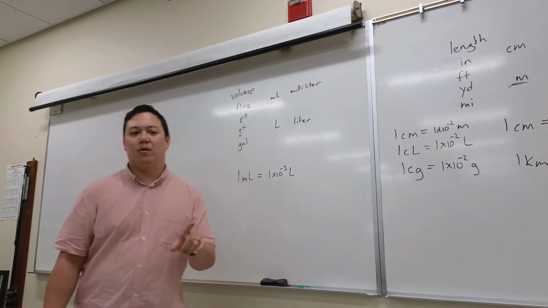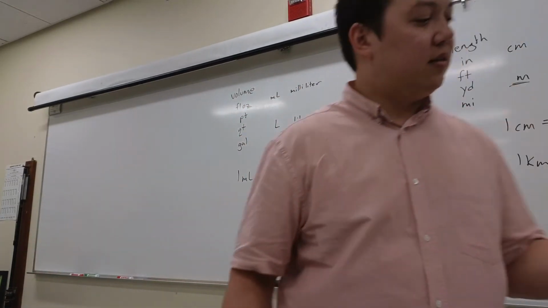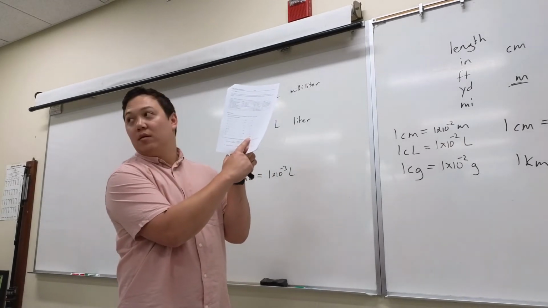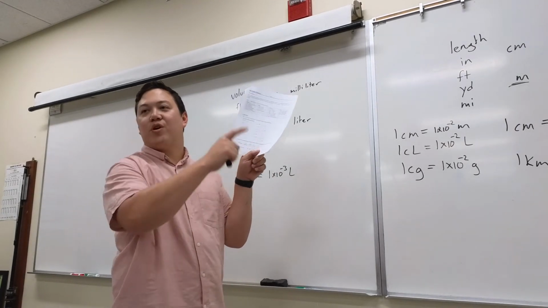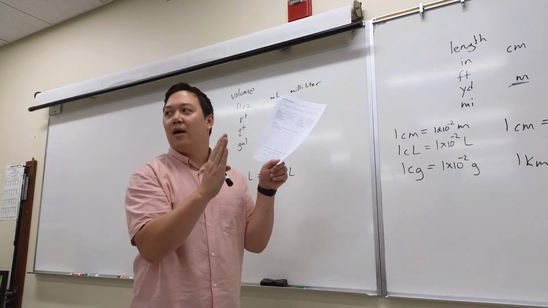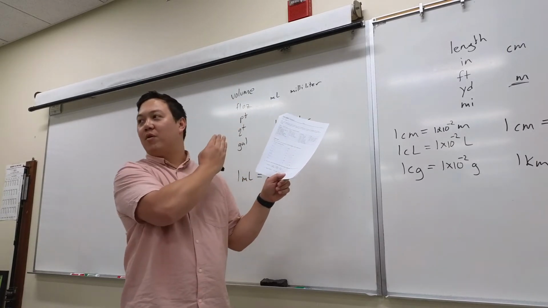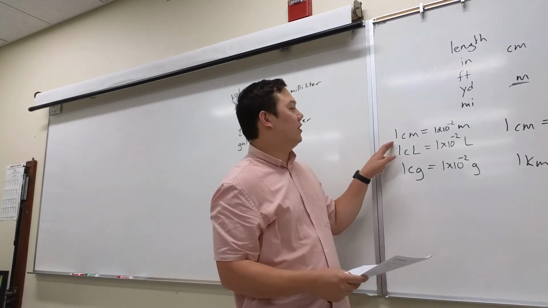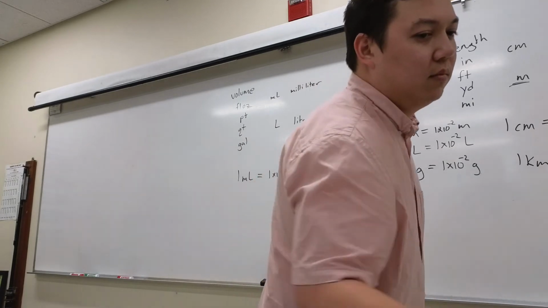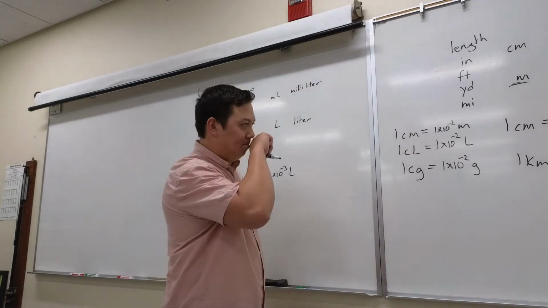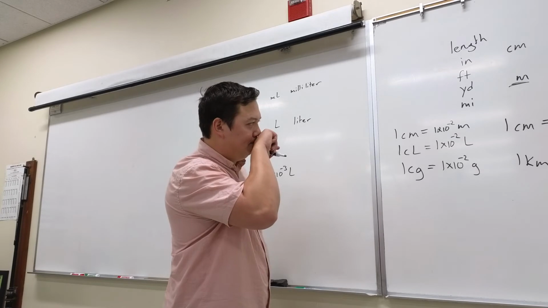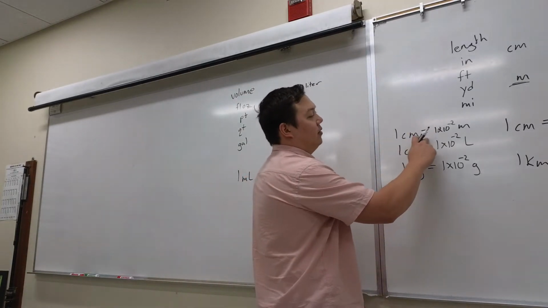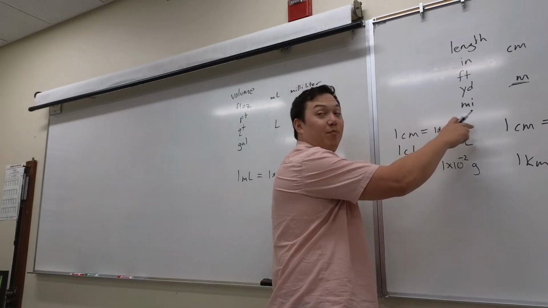So when you're going through this, my recommendation is always make the unit with the prefix on it the 1, and then write down how many that is of the base unit. That makes sense. So instead of writing this, I'll show you this. So 1 centimeter is equal to 1 times 10 to the negative 2 meters.